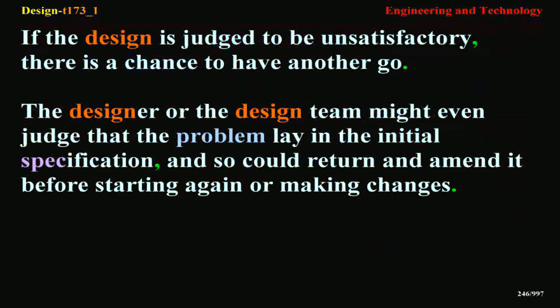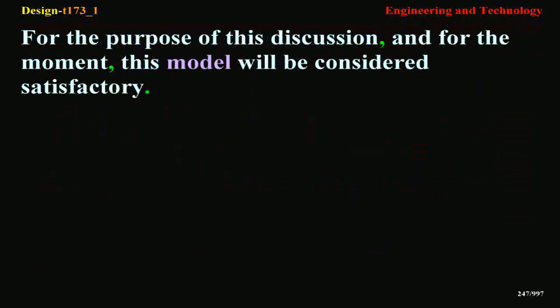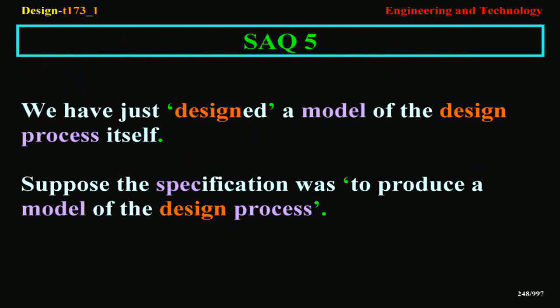If the design is judged to be unsatisfactory, there is a chance to have another go. The designer or the design team might even judge that the problem lay in the initial specification, and so could return and amend it before starting again or making changes. For the purpose of this discussion, and for the moment, this model will be considered satisfactory. We have just designed a model of the design process itself.